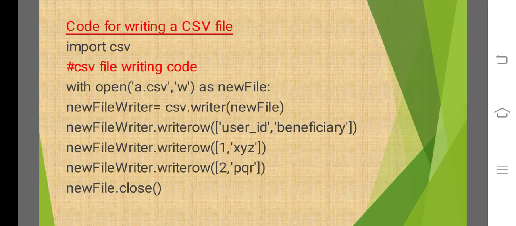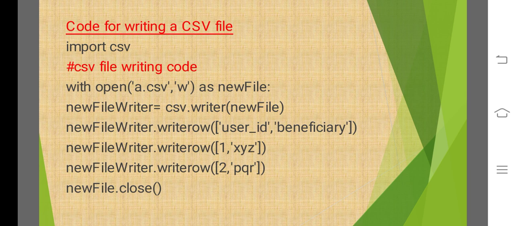Okay, now see, this is the coding for writing a CSV file. How to write a CSV file? Import csv. This means the csv module is imported into our program. After importing csv, we have to open a file: with open('a.csv', 'w') as new_file. Here the file name is a.csv and it is opened in W mode as a new file. New file is an object for CSV. new_file_writer = csv.writer(new_file).